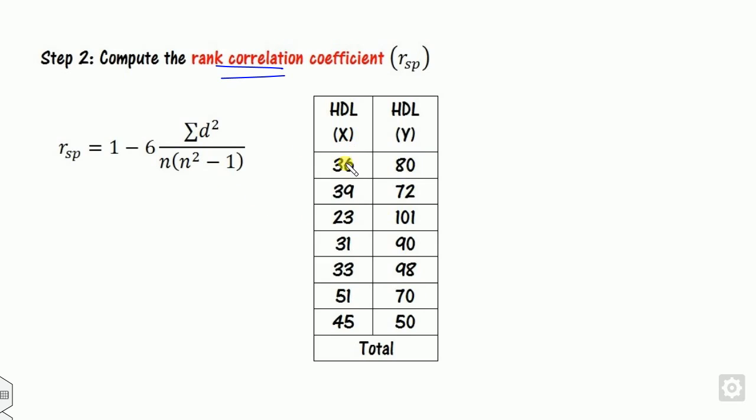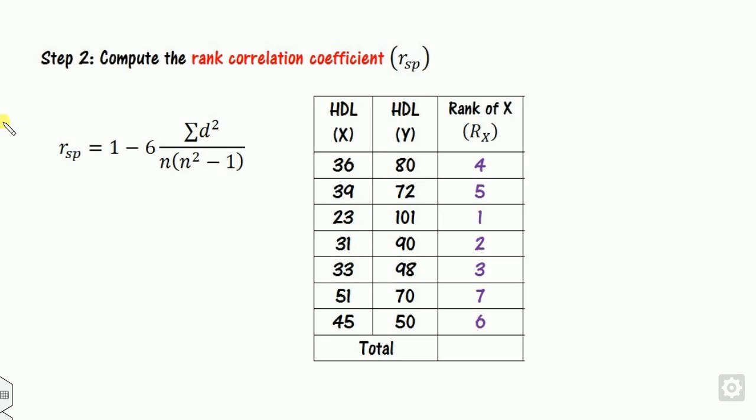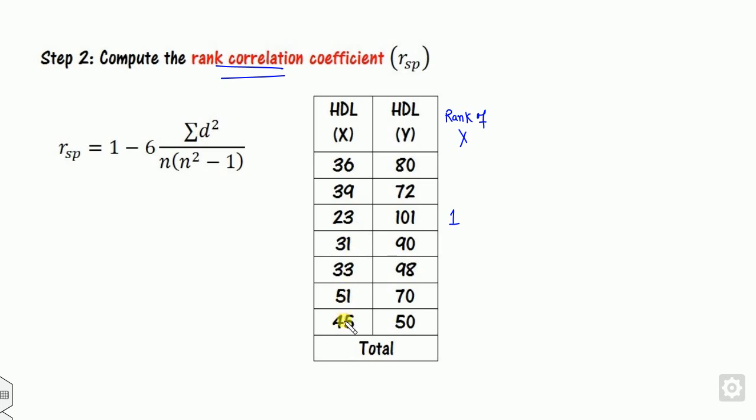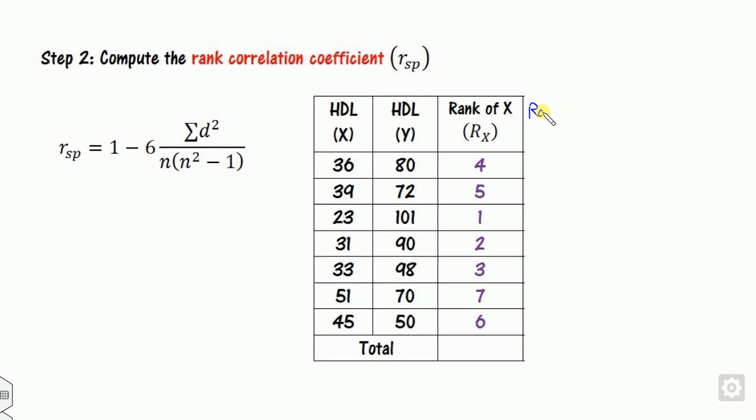Look at the HDL X. What is the smallest number? 23. So you can find the rank of X firstly. The smallest number gets rank 1. What is the second smallest number? 31. You can find this as 2. What is the next number? 33. Rank 3. What is the next one? 36. Rank 4. Then 39. Then 6. This is 7. So this is the rank of X. Similarly, you can find the rank of Y also.